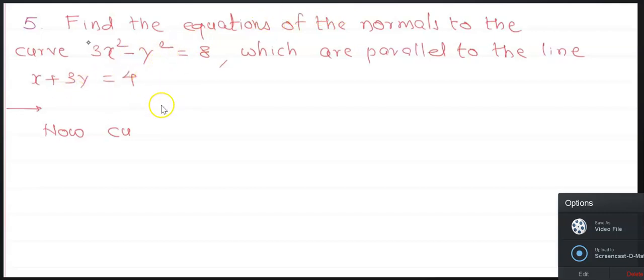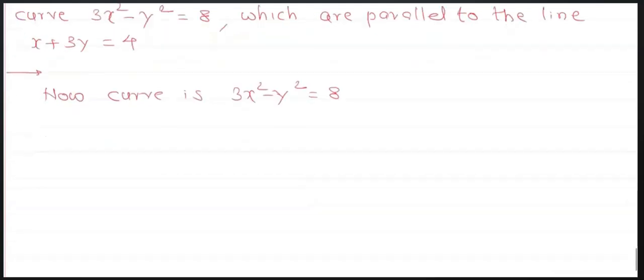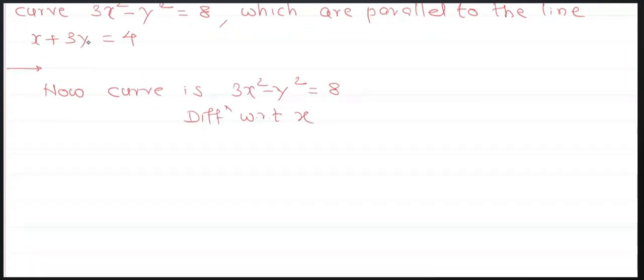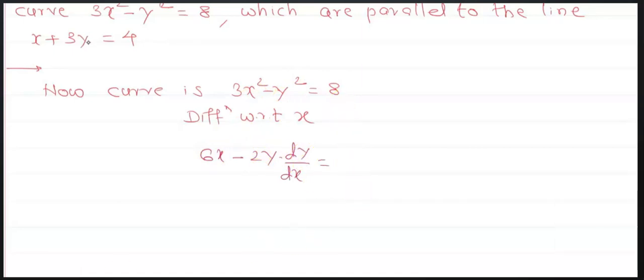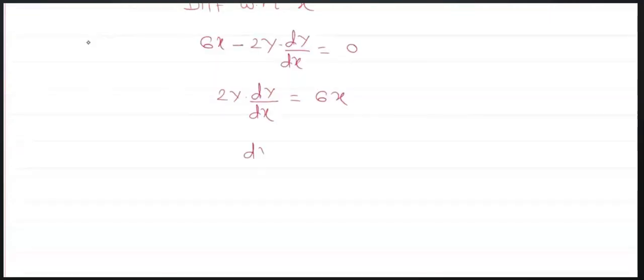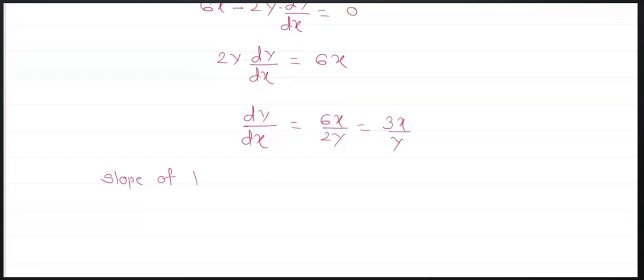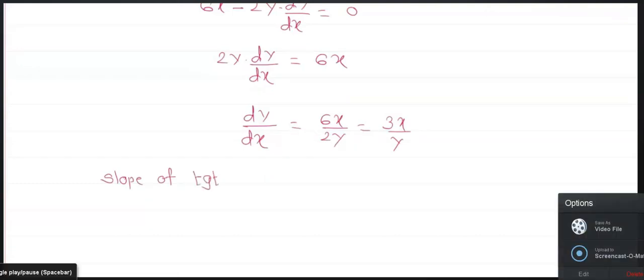But first of all, we differentiate it. We find dy by dx. That dy by dx is the slope of the tangent, then we take its negative reciprocal, and that is equal to the slope of this line. Now see this here. The curve is 3x square minus y square = 8. Differentiate with respect to x. The derivative of 3x square is 6x. The derivative of y square is 2y into dy by dx, and the derivative of 8 is 0. Therefore, dy by dx = 6x upon 2y, that is 3x upon y. Now, this is the slope of the tangent. Now, what will be the slope of the normal, the negative reciprocal, the slope of this line?